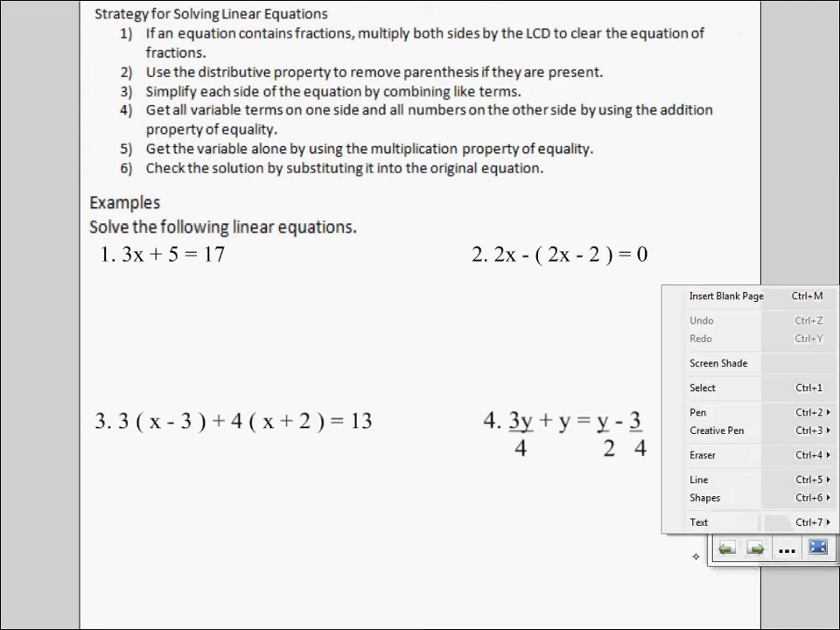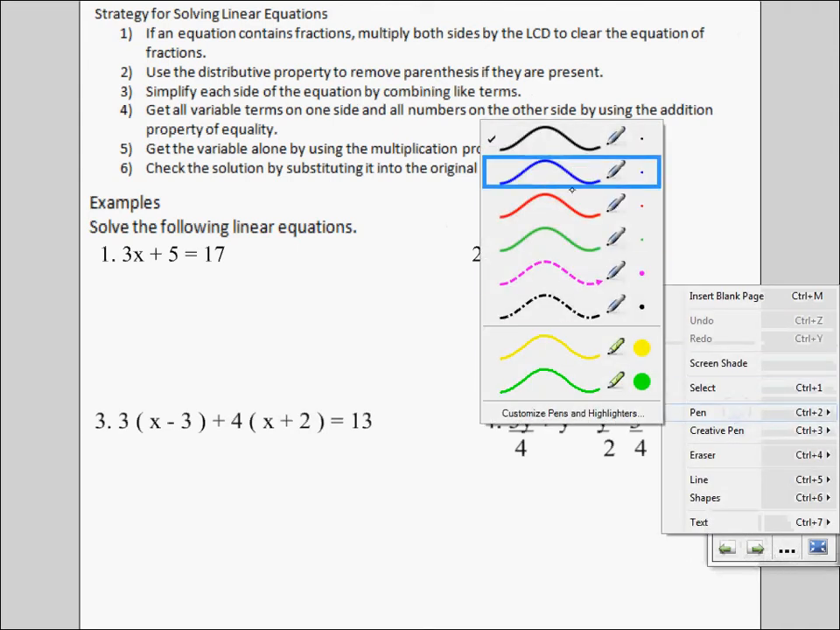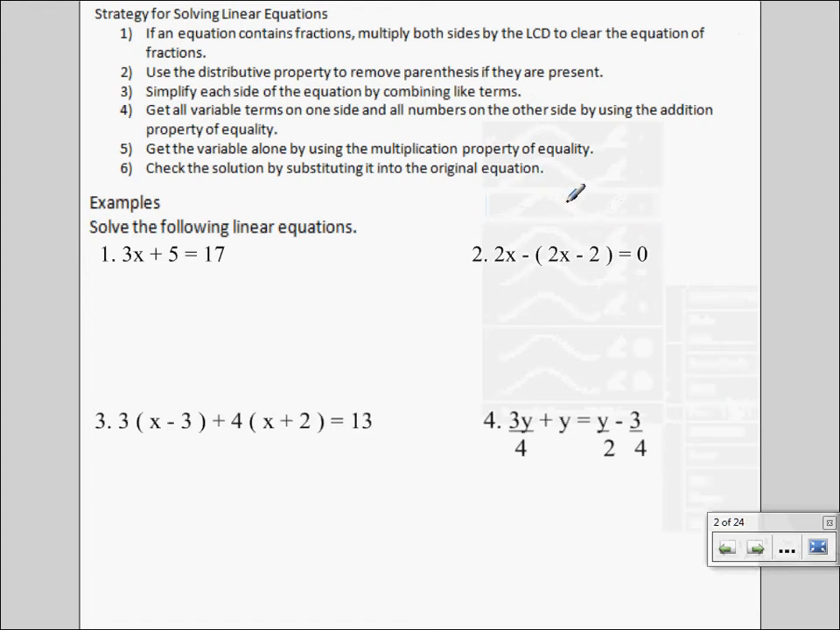Okay, so you may be given examples to solve linear equations. And to do that, here's the procedure. If an equation contains fractions, multiply both sides by the least common denominator to clear the equation of fractions. Use the distributive property to remove parentheses if they are present.